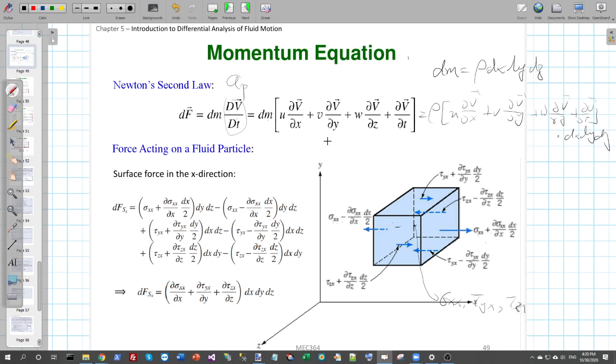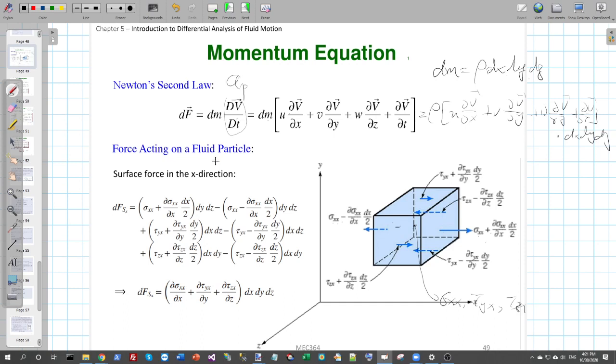And then also remember that this dm can be written as rho times dV, right? Rho dx dy dz. Okay, so this can be written further in this form. So this will be our Newton's second law for this fluid particle. Now we know the motion from the velocity field. Now we need to know what the force is, right? So what will be the force acting on the fluid particle?